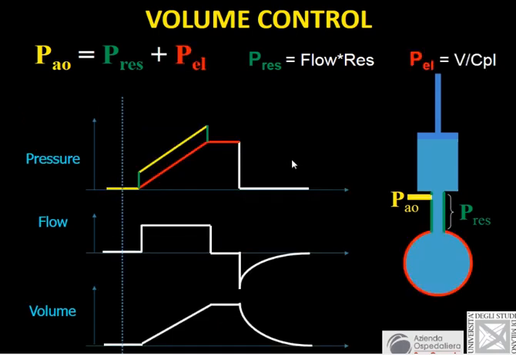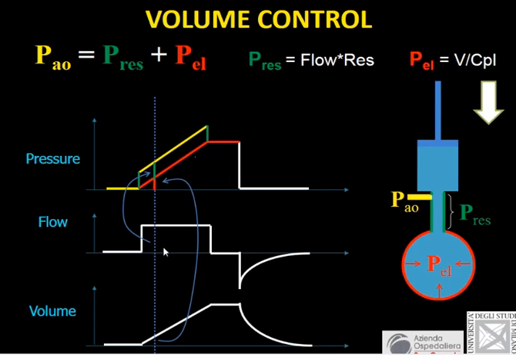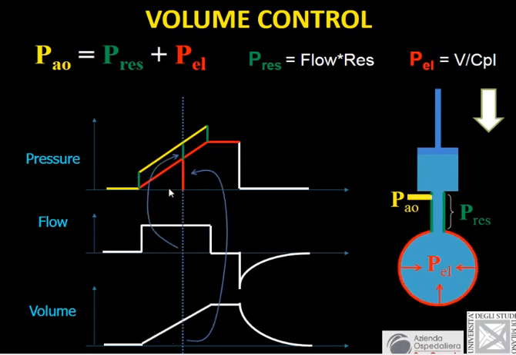Now, if at the end of this endotracheal tube we connect a balloon or the lungs of the patient, we will see that the airway pressure, in yellow, is the sum of our resistive pressure, which is still constant because the flow is constant, plus the elastic pressure.